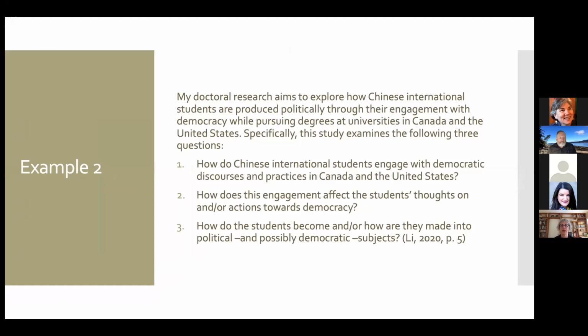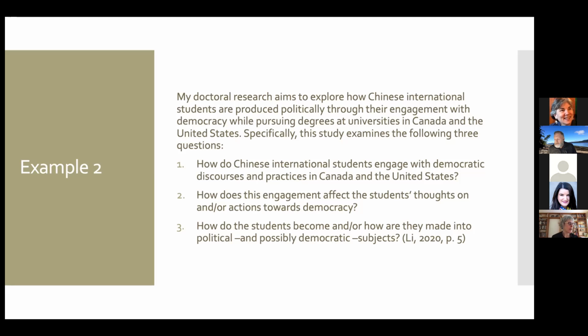He said, how do Chinese international students engage with democratic discourses and practices in Canada and the US? How does this engagement affect the students' thoughts on and/or action toward democracy? And how do the students become and/or how are they made into political and possibly democratic subjects?